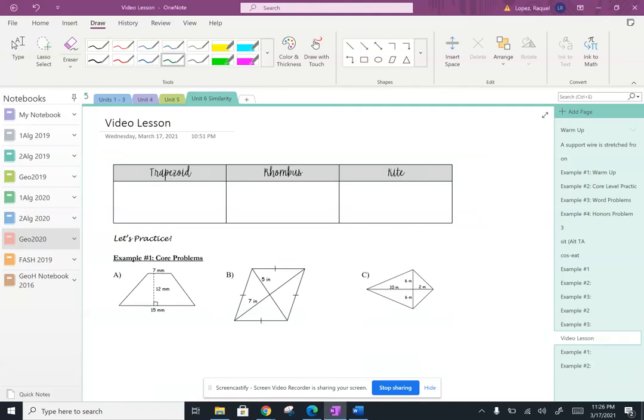Hey Geometry, in this video we'll be going over how to find areas of trapezoids, rhombi, and kites. So let's go ahead and get started. Make sure you have something to write with and a piece of paper to take notes.